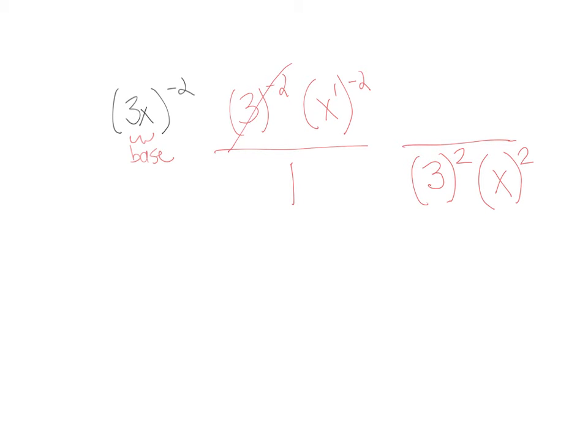Now, if this went to the denominator and this went to the denominator, that means the only thing left in the numerator is a 1. And then I've got to finish doing these properties. 3 to the second power is 9, and then x to the first to the second power is x squared.